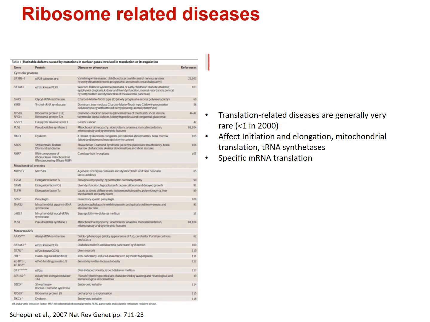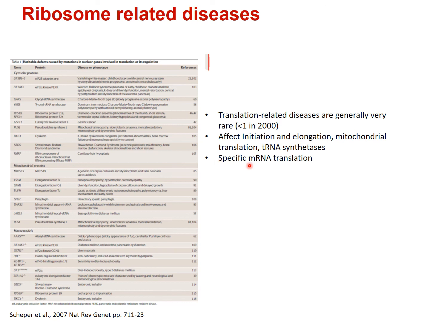Okay, so what do we know about ribosomes and disease? There are a few diseases associated with the ribosomes, and this is not meant for you to know all these, and it's probably very difficult to read on this. But I have a reference here if you're interested. Translation-related diseases are generally very rare because it's such an important process that usually defects in translation are going to end up being lethal. But they can affect initiation, elongation, mitochondrial translation, and they can also affect the amino acyl tRNA synthetases.